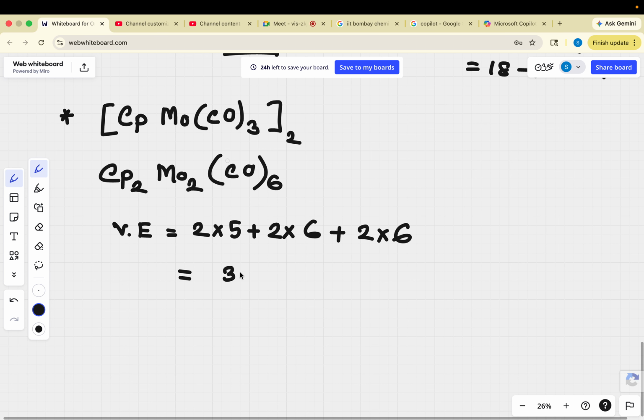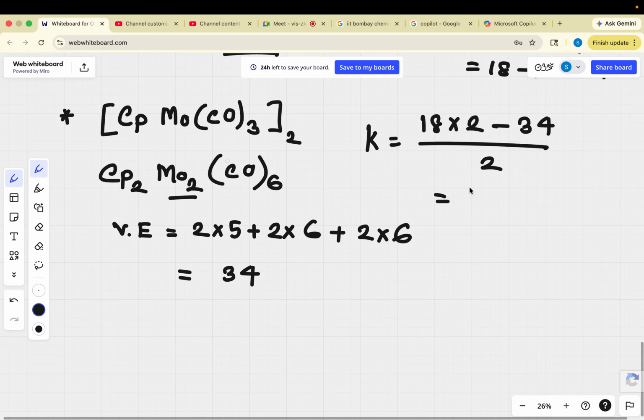So it will be 34. Yes, sir. So now the K value will be what? How many metal atoms do you have? 2. So again 18 into 2 minus valence electron 34, divided by 2. So 2 by 2 is equal to what? 1. Okay. Yes, sir. Fine.